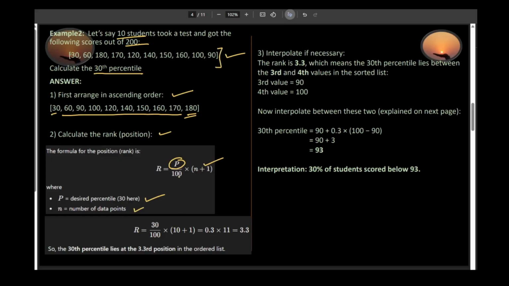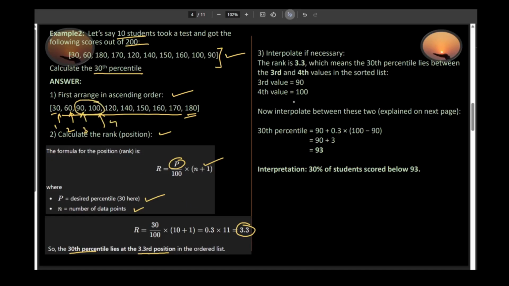Substituting my P and N in there, I get my answer as 3.3. So the 30th percentile in this case lies at the 3.3rd position in the ordered list. This is position 1, this is position 2, this is position 3, and this is position 4. So the 3.3 position would be somewhere in between these two numbers.